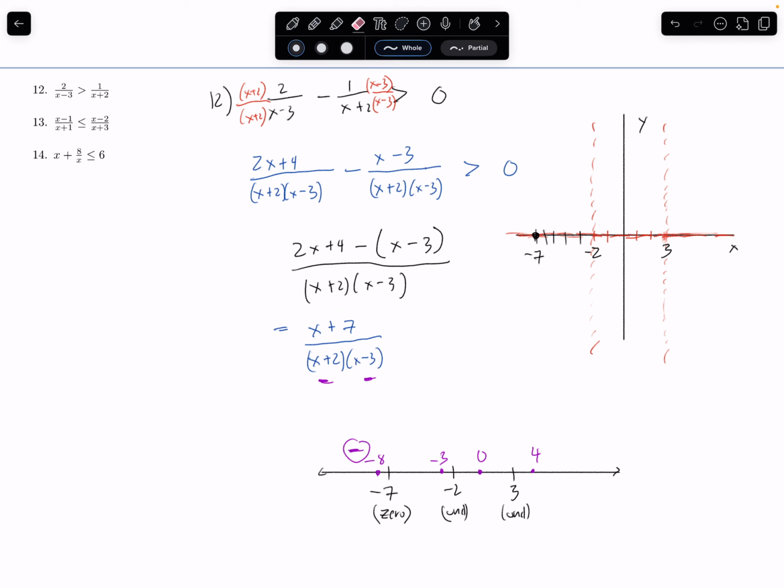Then I'm going to go into my next test point, which is negative 3. Negative 3 plus 7, that will be positive on the top. Negative 3 plus 2 is negative. Negative 3 minus 3 is negative. So two negatives and a positive makes a positive overall. Now on to 0. If I plug in 0, 0 plus 7 would be positive, 0 plus 2 would be positive, 0 minus 3 is negative. So overall negative, because it's an odd number of negative signs. And then for 4, 4 plus 7 is positive, 4 plus 2 positive, 4 minus 3 positive. So overall positive. So each time it switches signs.